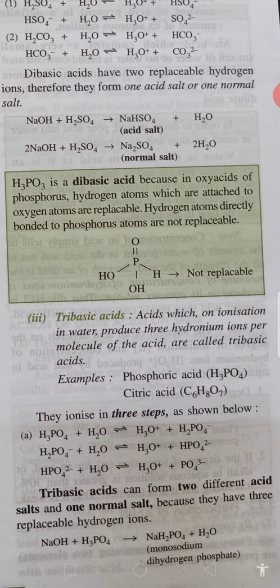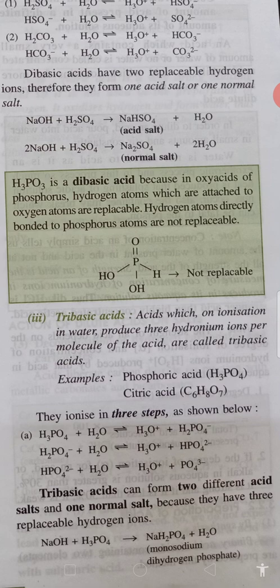If you see the example of phosphoric acid, it is ionizing in 3 steps. Phosphoric acid ionizes in the first step into one hydronium ion and H2PO4 negative ion, then H2PO4 again ionizes to give you another hydronium ion, and then again it ionizes. So it is ionizing in 3 steps. So tribasic acid can form 2 different acidic salts and one normal salt because they have 3 replaceable hydrogen ions.